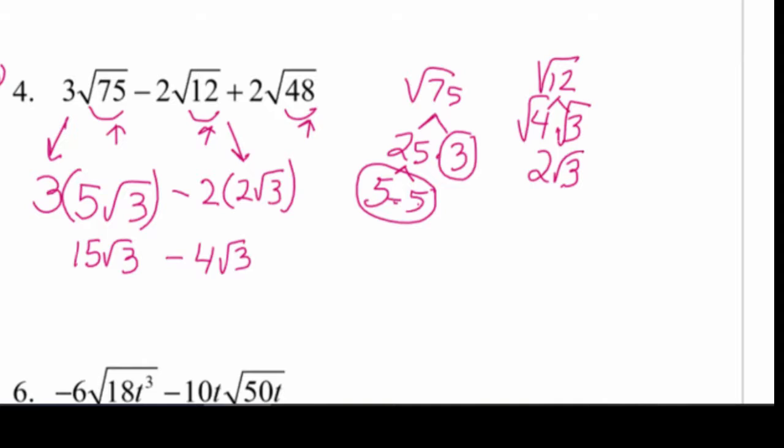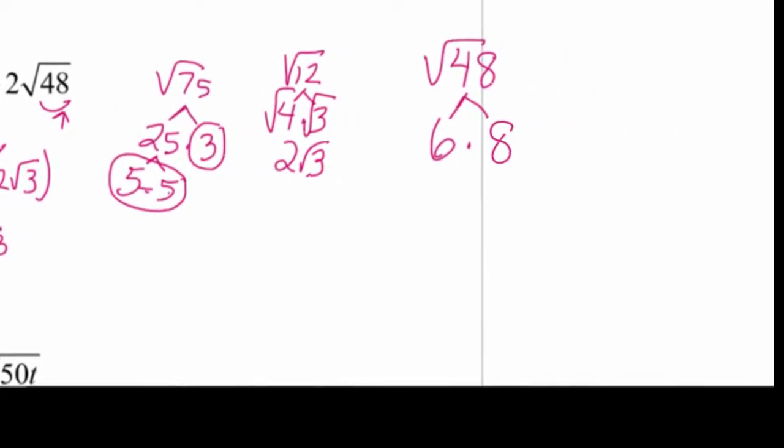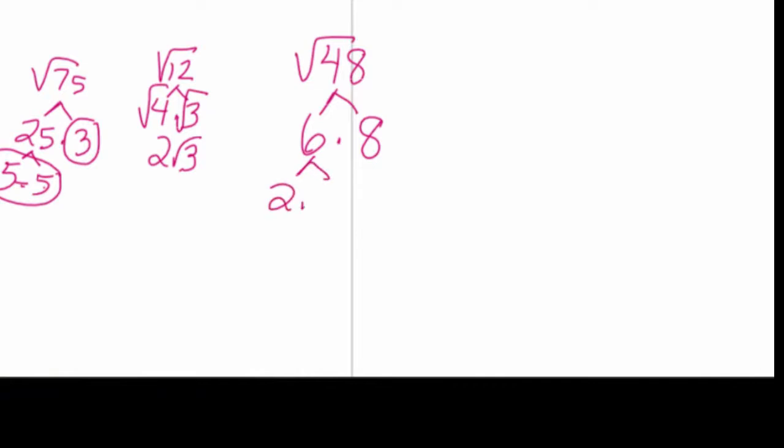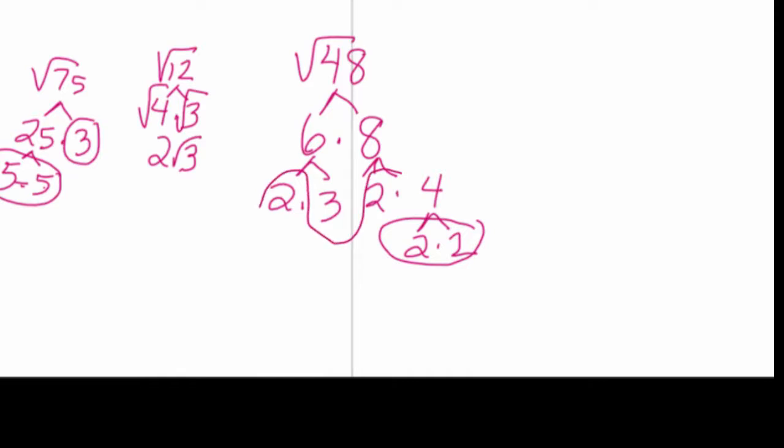Okay. And now I have square root of 48. So square root of 48. Well, let's see. That's definitely 6 times 8, isn't it? And that's a 2 times 3. And that's a 2 times 4. And that's a 2 times 2. So we have 2 2's here. And then 2 2's there. And the extra 3, right? So then this is going to be equal to 4 square root of 3.